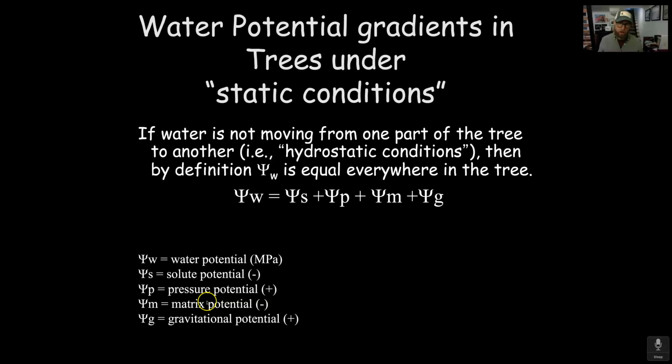The last one is gravitational potential. The further the tissue of the plant is away from the surface, the more positive the gravitational potential. This is a fairly small effect on short plants, so in grasses, for example, or shrubs, we just ignore it. But in really tall trees, it can actually have a big impact on water potentials.